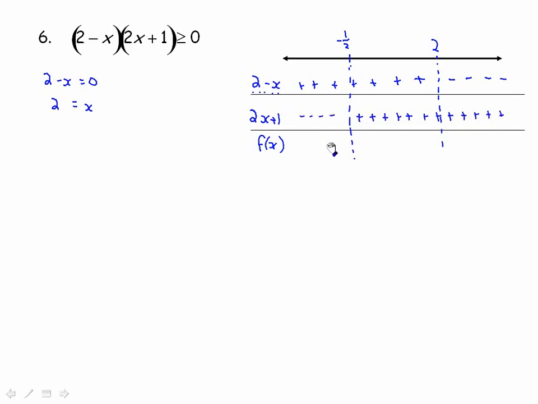And then we take the two together. F at x will be negative, will be positive, and will be negative. And we want where it's greater than or equal to 0. So it's going to be the closed interval between negative 1/2, lower limit, and then 2, upper limit. So really, it's all about being aware for things like that, 2 minus x.